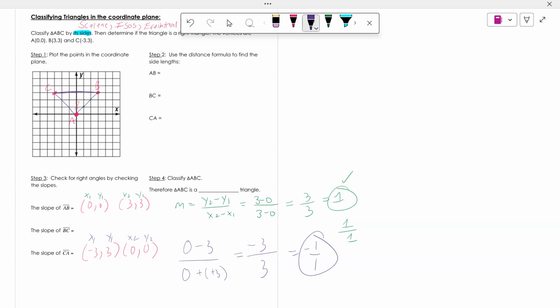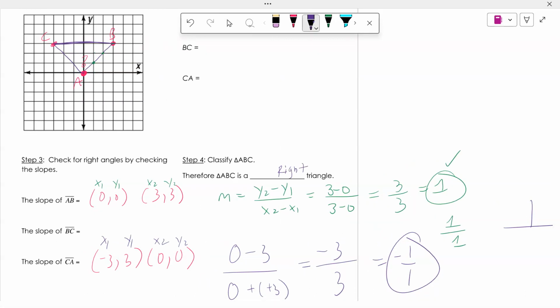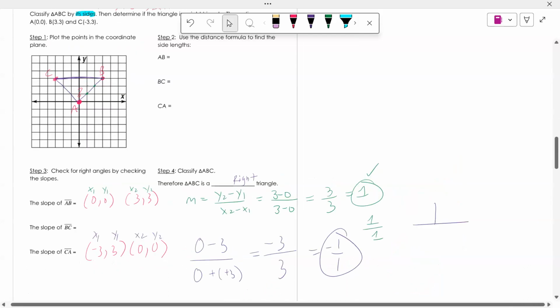So we have just confirmed, yes, sir, these are perpendicular. So I know for sure that this is at minimum a right triangle before even moving forward. It's got to be a right triangle. In fact, I don't even really have to check the slope of B to C, because I've already confirmed that it's a right triangle. So it's saving me some time by checking that first.